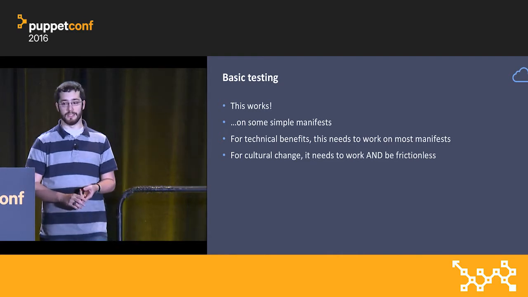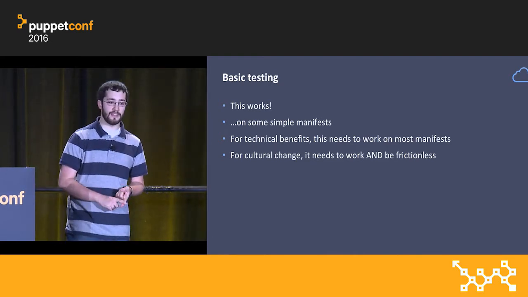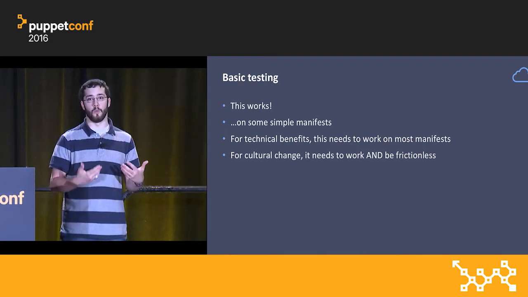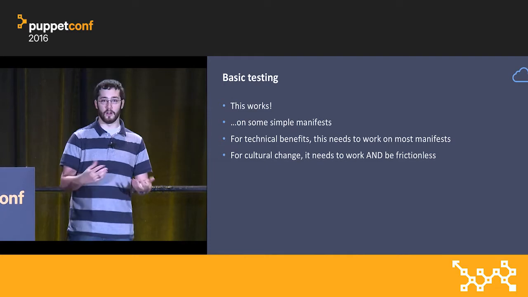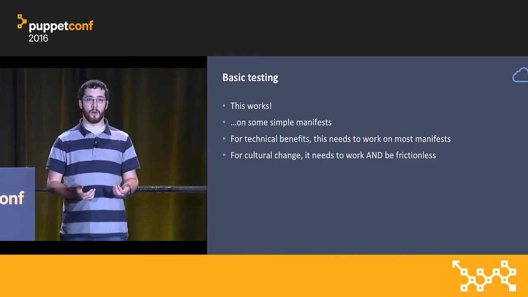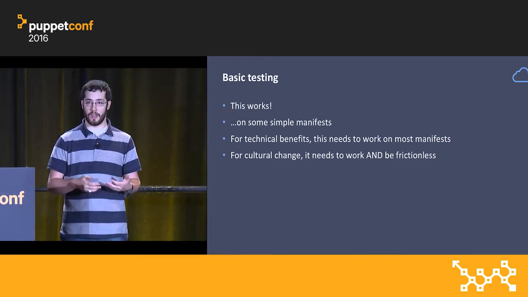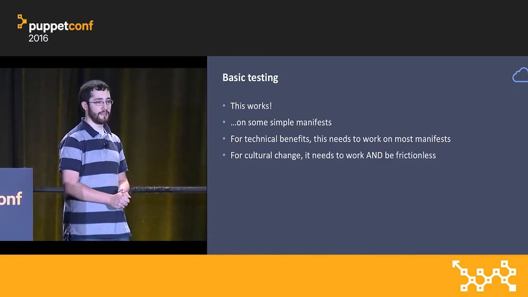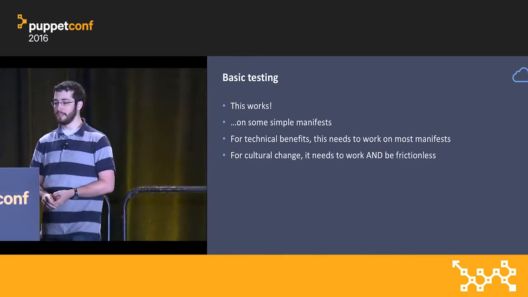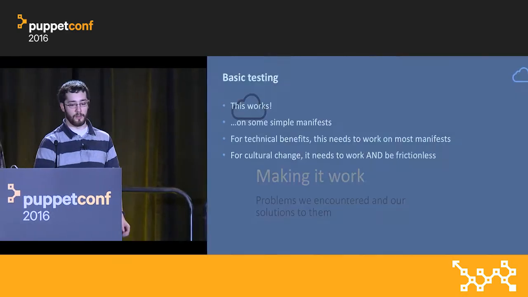And that's for 2 reasons. One is that in order to get the technical benefits, it needs to actually work. If it's only going to work on a very small number of things, there's no point investing time into it. And also, for developers, you want developers to actually go and write tests. And if they know that 90% of the time, if they sit down to write a test, it's not going to work, they're obviously never going to write tests. So we really needed to tackle some of these problems.